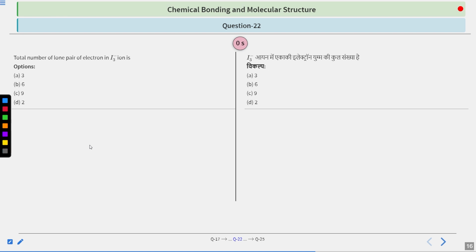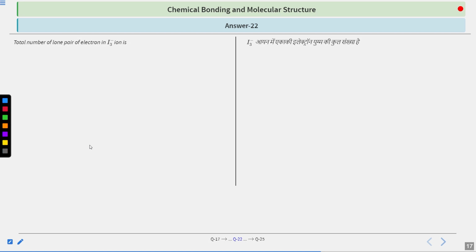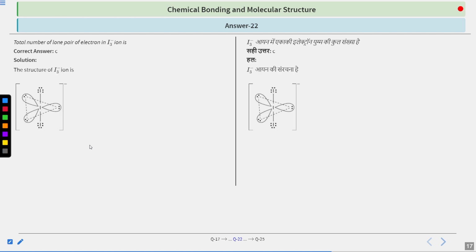Okay, now let us see the solution. First of all, what we have to do is draw the structure of I3 minus and see the number of lone pairs on this anion. The correct answer is C. So what is the structure of I3 minus? This is the structure of I3 minus, which is linear and having a geometry of trigonal bipyramidal.